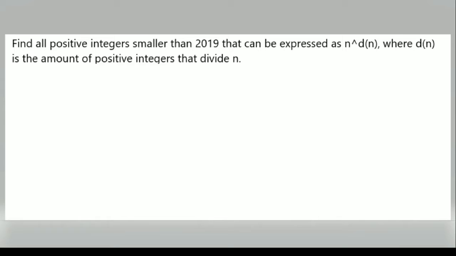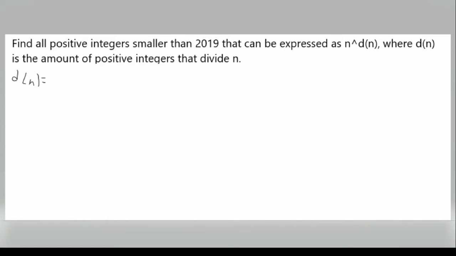So first of all, this asks us to find every positive integer smaller than 2019 that can be expressed as n to the power of d of n, where d of n is the amount of positive integers that divide n. So basically d of n is the amount of positive divisors that n has. For this, we have a very nice formula to find d of n.